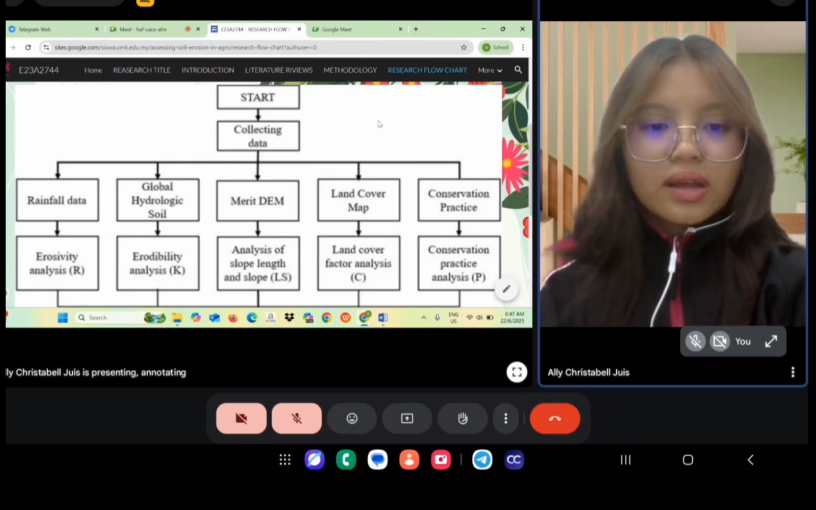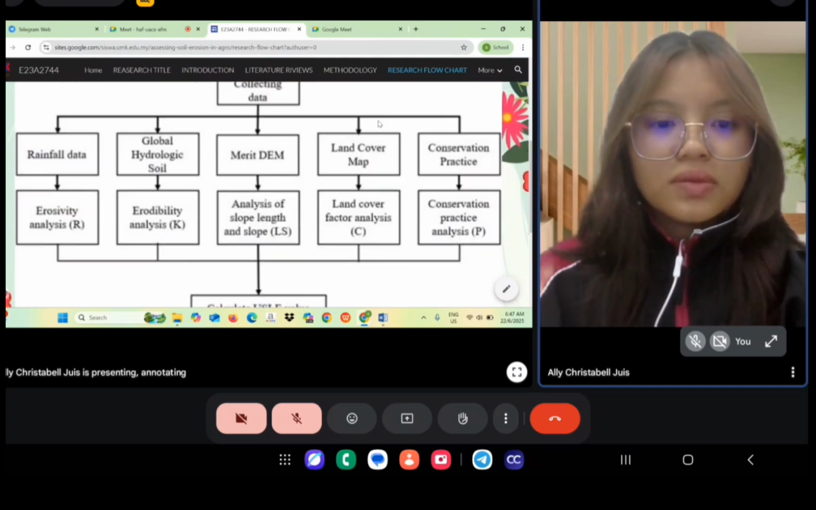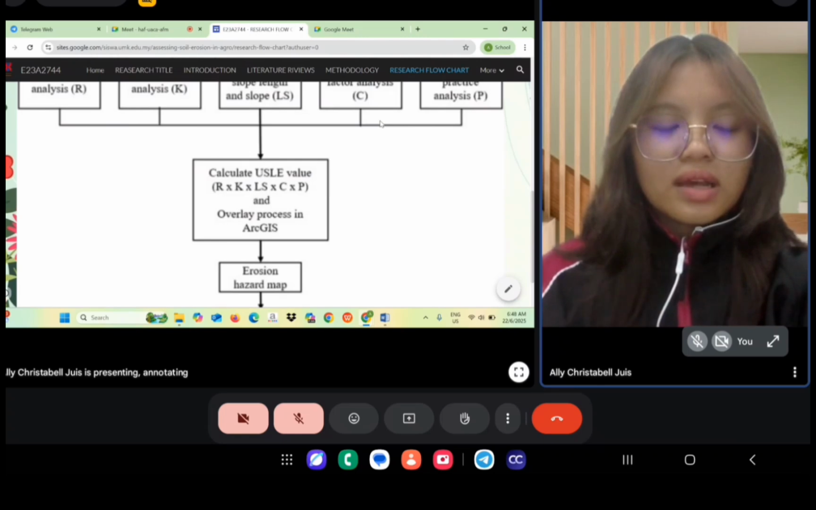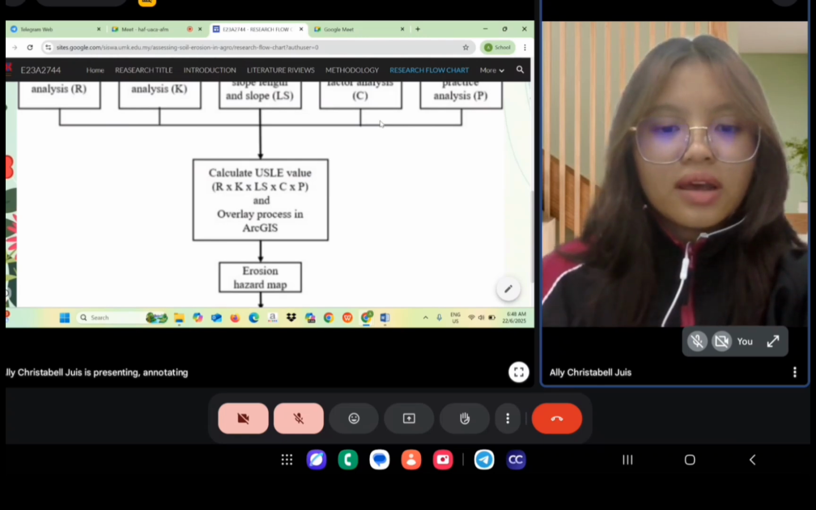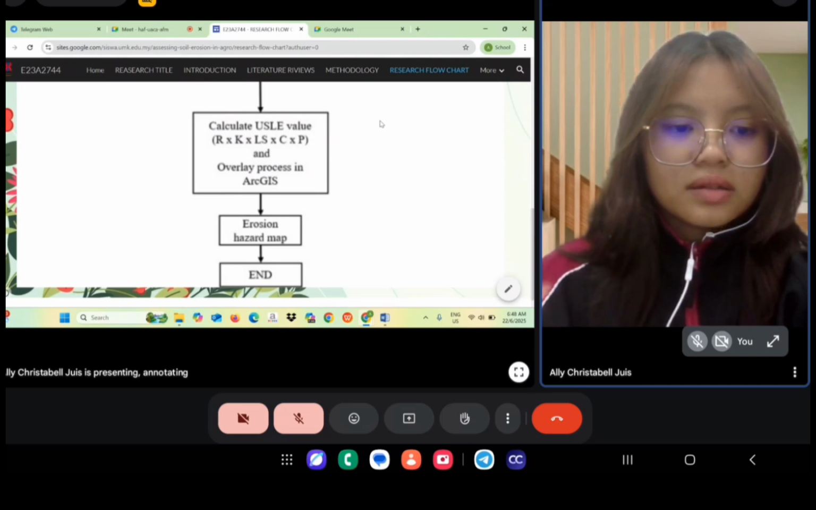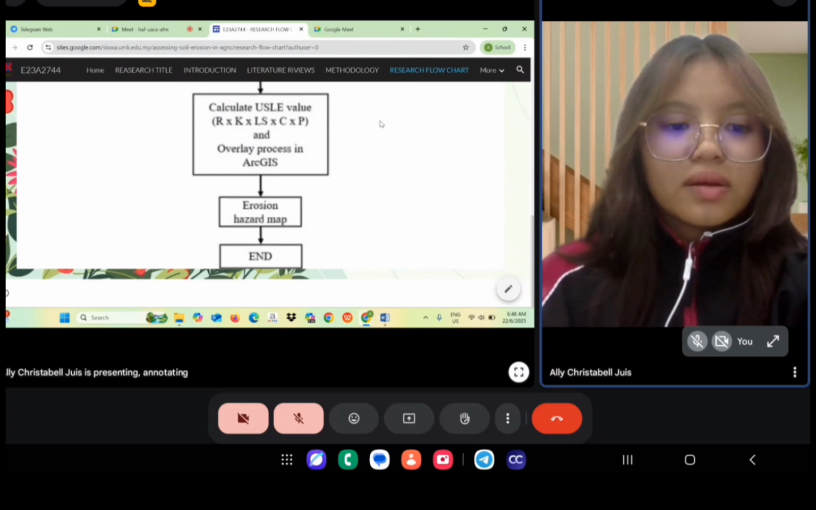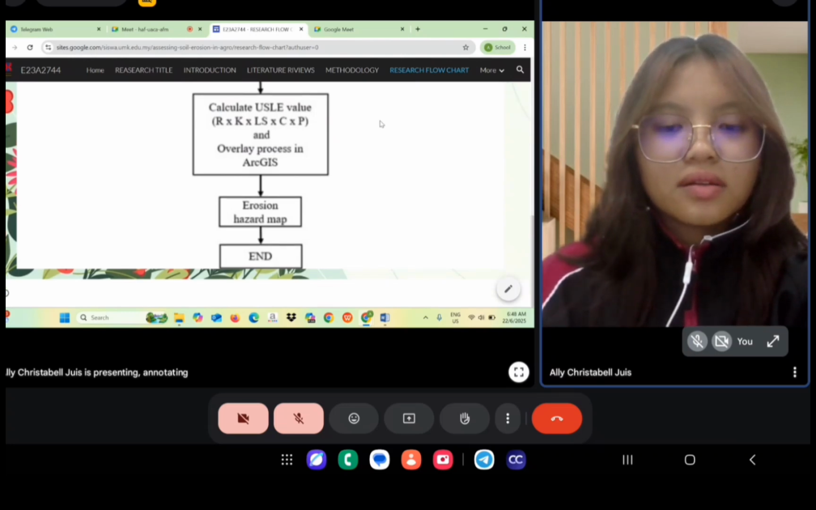First, we start with collecting data, which is rainfall data, global hydrologic soil data, MERIT DEM, land cover map, and conservation practice data. And then we use USLE calculation and GIS to overlay all five USLE factors. And then the erosion hazard map. The output is a map showing erosion risk zones. And the process concludes with the creation of the erosion hazard map.